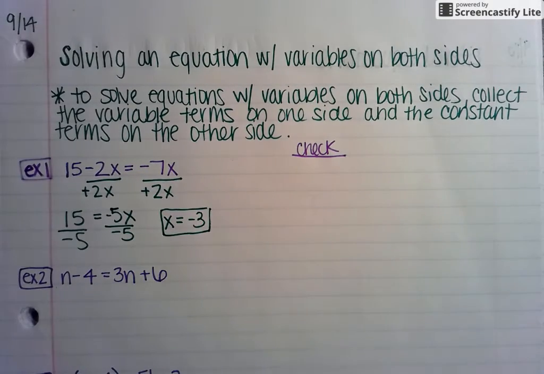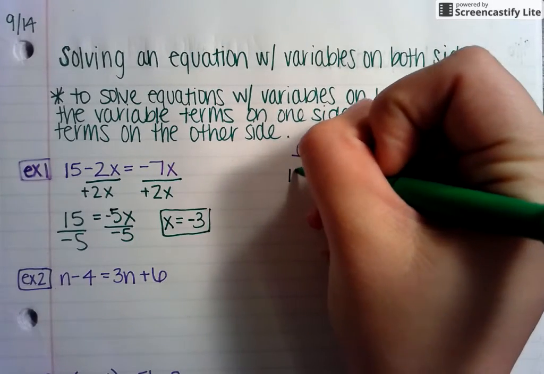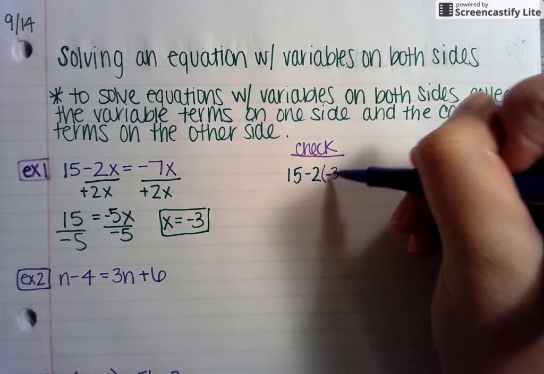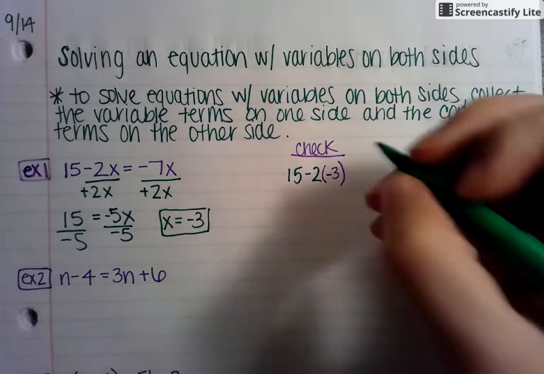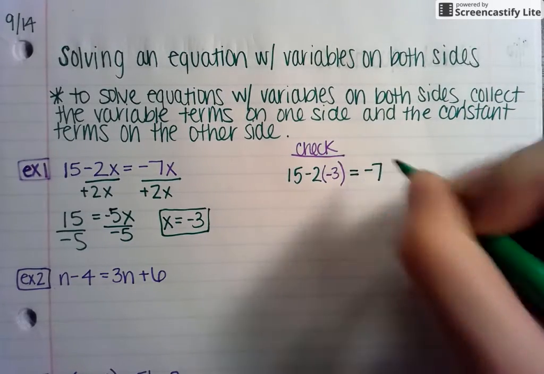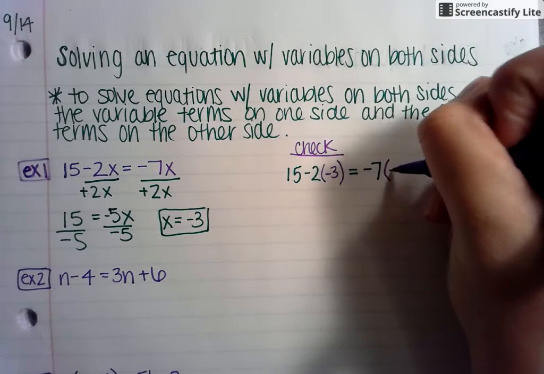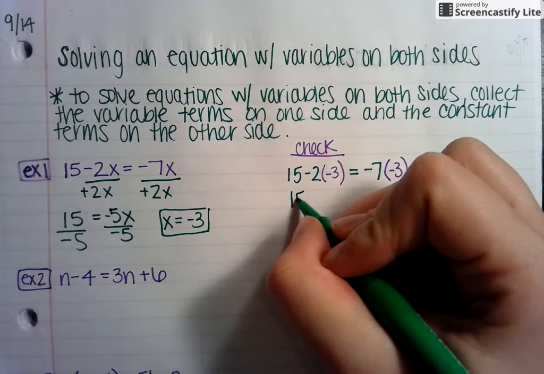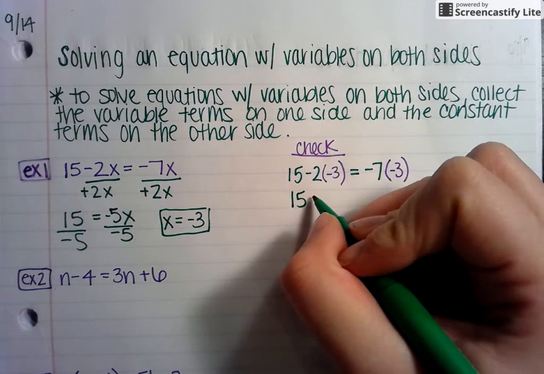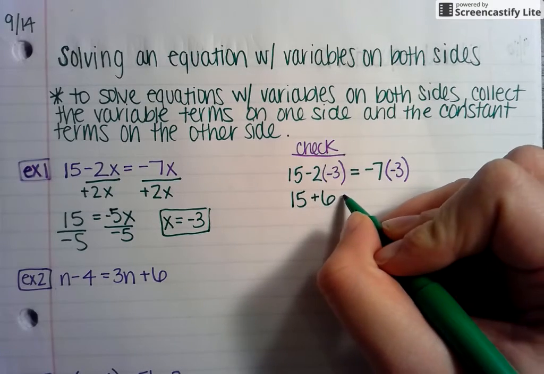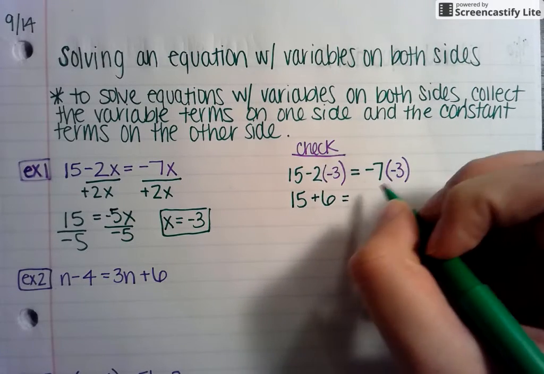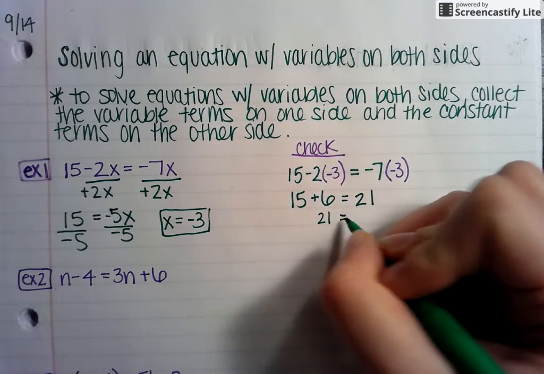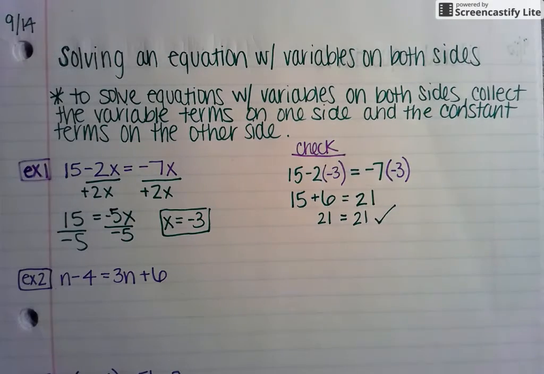Now we want to check every time to make sure we're correct. So we have 15 minus 2 times that negative 3. We're going to substitute that in. It's going to equal negative 7 times that negative 3, to see if we are correct. So we have 15, and a negative 2 times negative 3, which is going to be a plus 6, which equals negative 7 times negative 3, which is a positive 21. So 15 plus 6 is 21. So it's equal to 21. So we are correct.